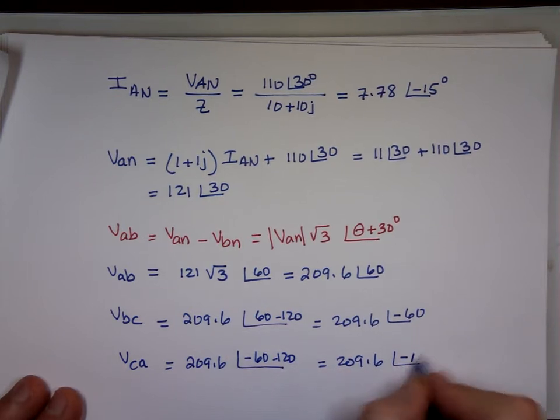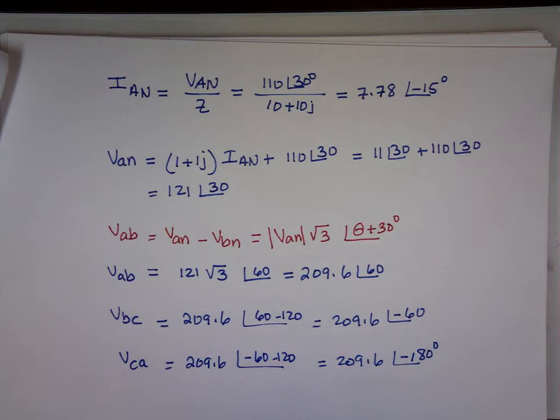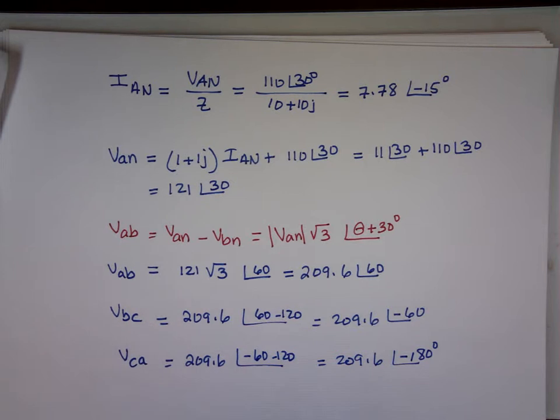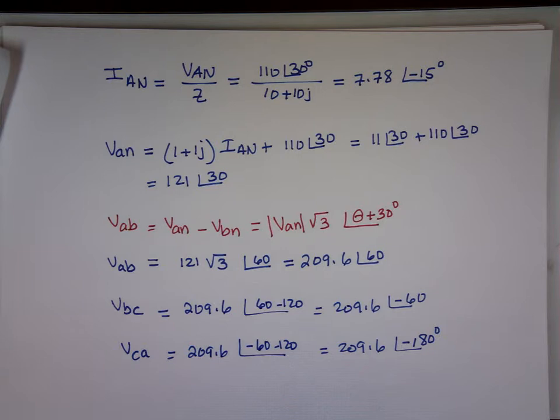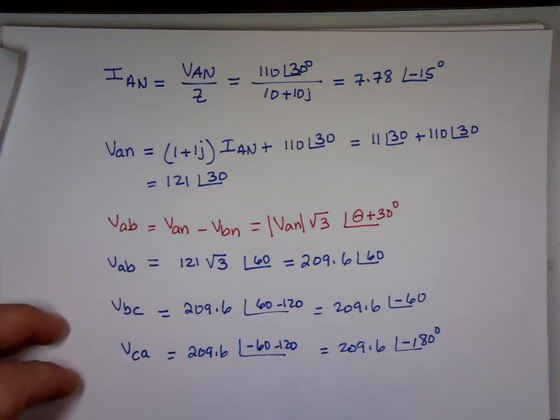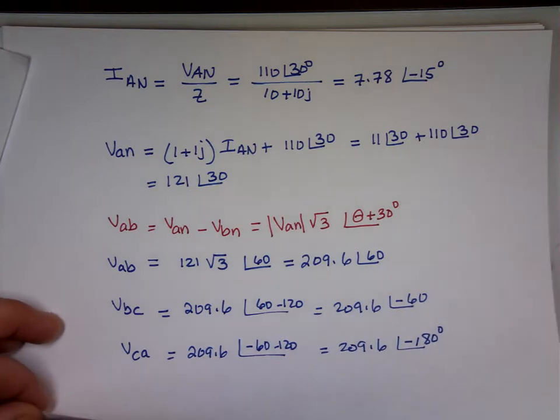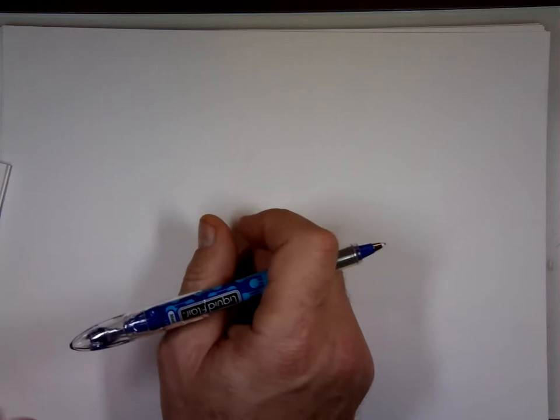Is that 180? VAB, VBC, VCA. Done. So that's question 1. Question 2. This is what we have.